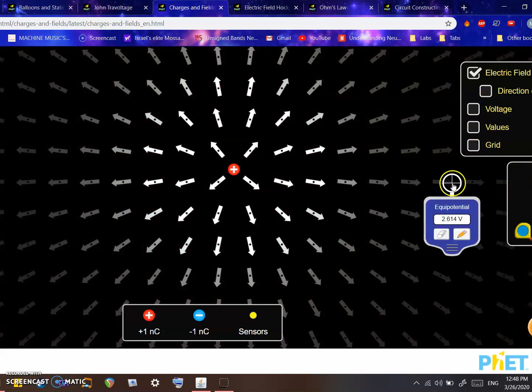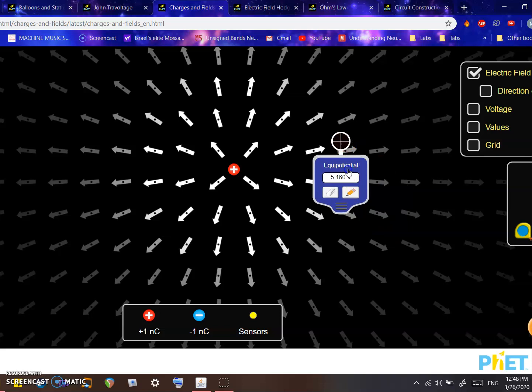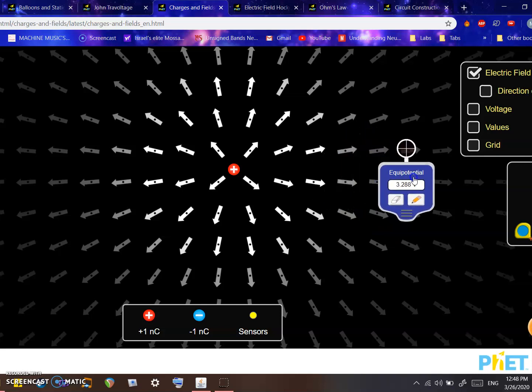We also have a voltmeter here, so you can get voltages at different points if you want. Yeah, I highly recommend you take a look at this.